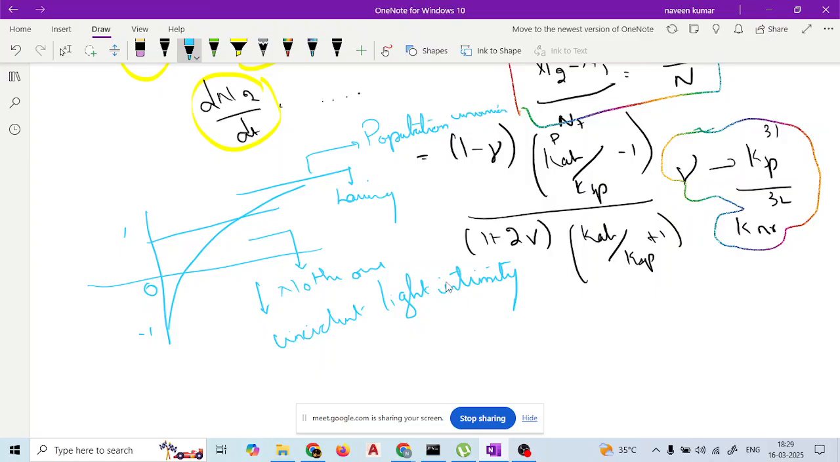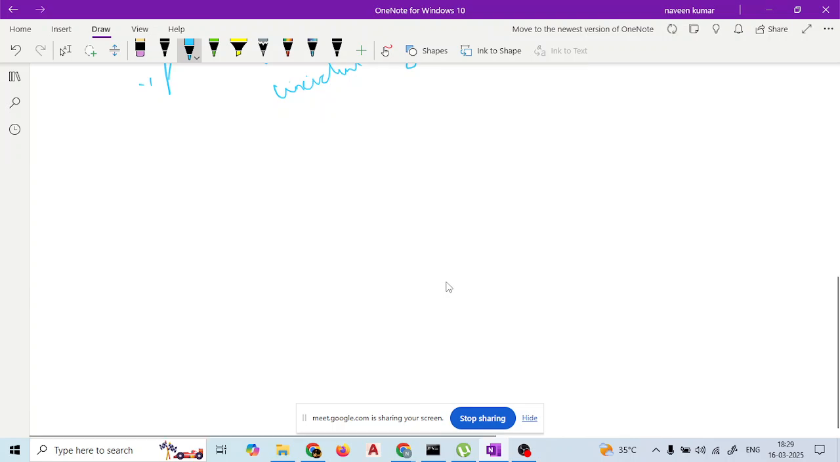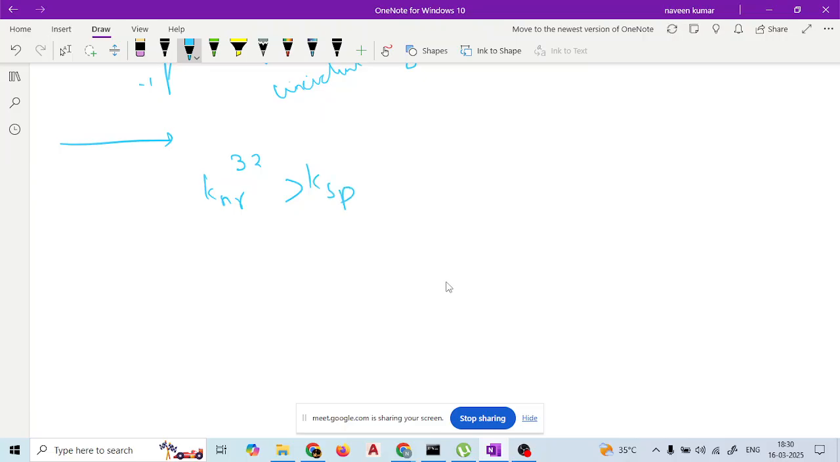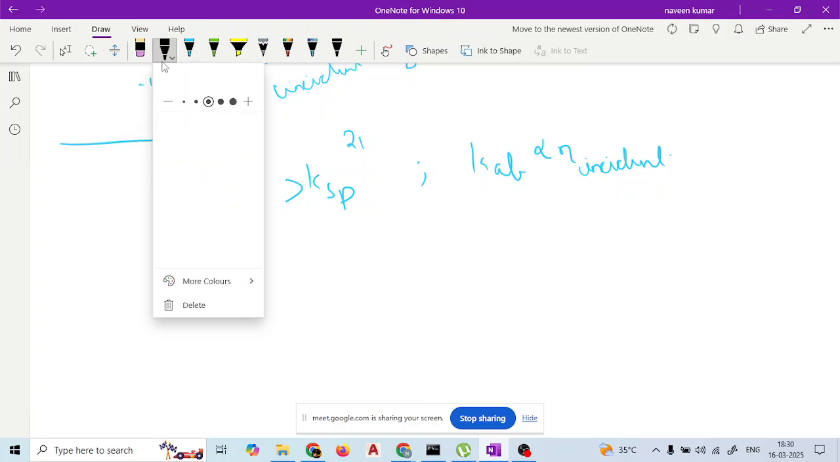Ultimately, we need to reach the condition I told you about, this important point: k nr, that is 32, should be greater than k sp, 21, and k absorption is directly proportional to the amount of incident light. This can also make sure whether the gamma has to be less than or greater than 1 in order to achieve the lasing phenomenon.